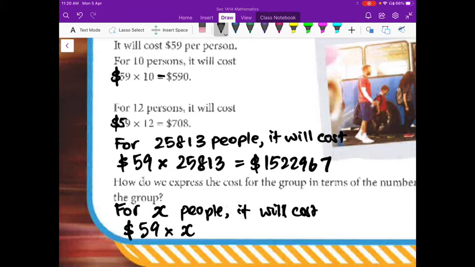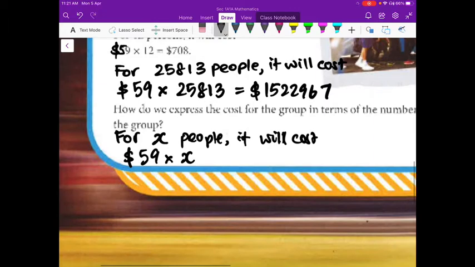So what you all have done is to use letters in my calculation. Okay, so now there are X number of people. We know that it's going to cost 59 times X. But okay, one last thing, we don't write 59 times X. How should we write it?